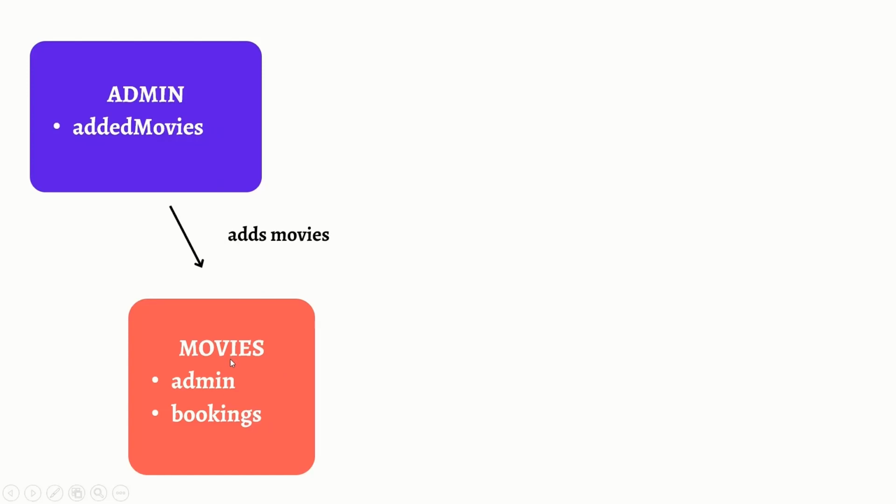So we need to store the reference between them. In the added movies, we add the references of all of the specific movies, and in the movies, we add the reference of that admin, that is, which admin has stored this movie.